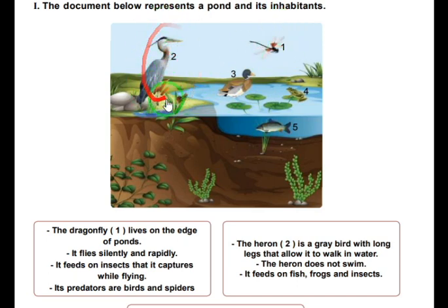Number two shows a kind of bird called a heron. This is a gray bird with long legs. How are these legs important to it? They allow this bird to walk in water. It cannot swim. It only walks in water. What does this heron eat? This heron can feed on fish, frogs, and other insects that inhabit the pond or the water.